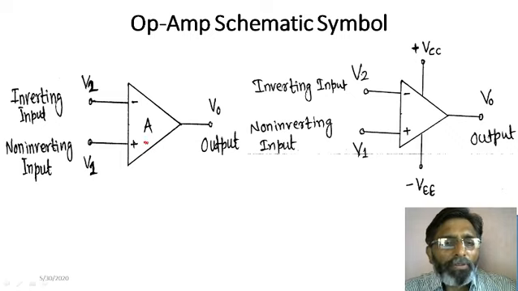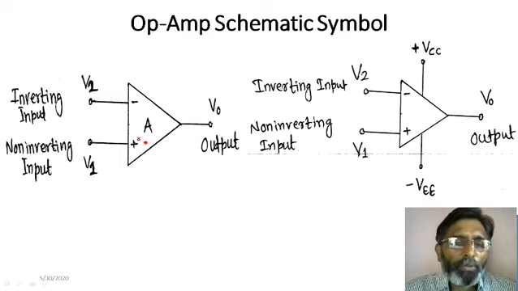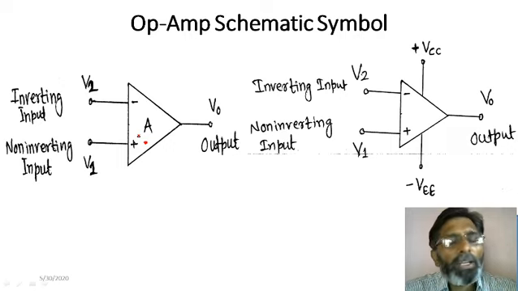this is the symbol which is used for the op-amp, a triangle which has two input terminals, which we have already seen in the block diagram. One is the inverting input, another one is the non-inverting input. Let us say the potential at the non-inverting input is V1 volts and at the inverting input is V2 volts, and we have the output terminal with this VO. So these are the three important terminals. This is the simple schematic symbol.